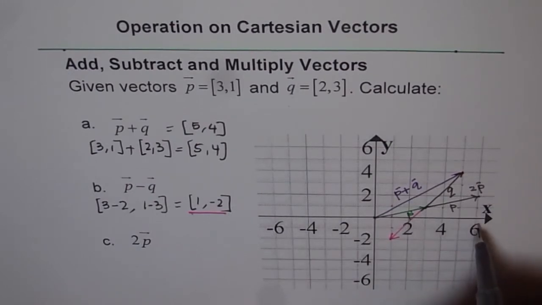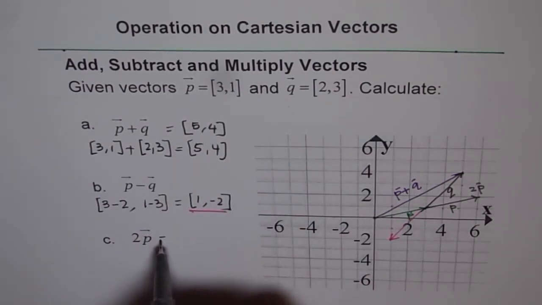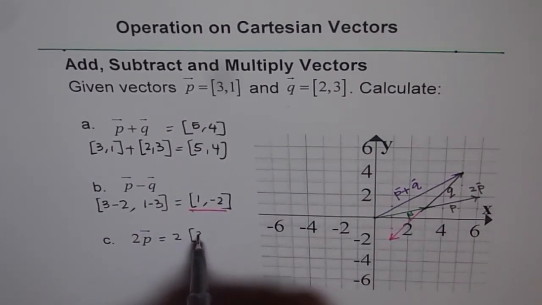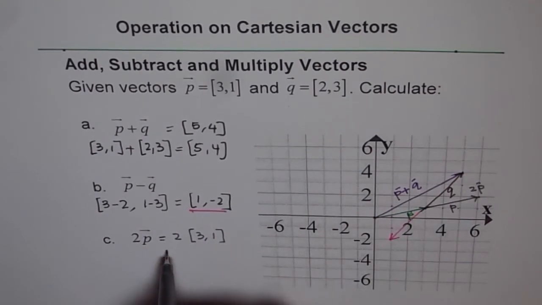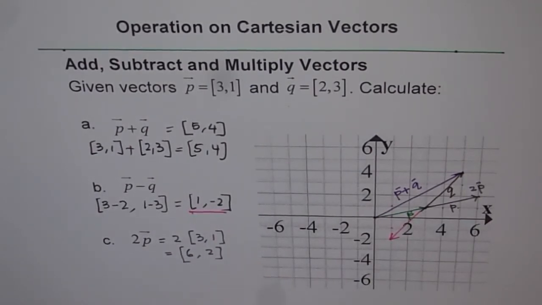The coordinates for 2p are (6, 2). How do you get (6, 2)? This is 2 times (3, 1), which is (6, 2). Do you see that? So that is how we do vector algebra using Cartesian vectors.